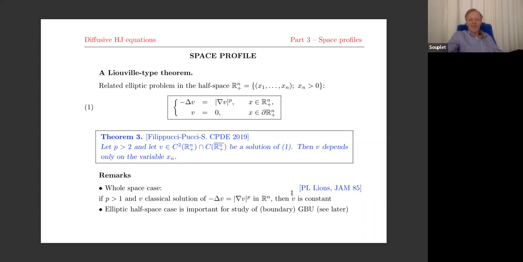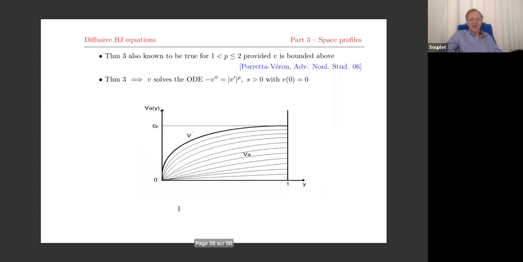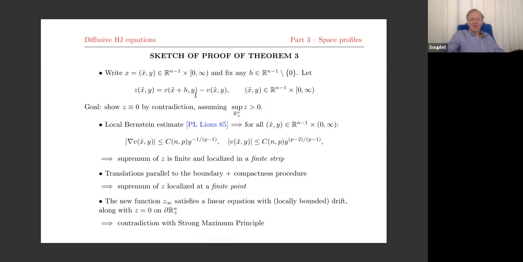Okay, first the whole space case was proved by Pierre-Louis Lions in his classical paper, and it says that in the whole space, the only solutions are the constants. Okay, so this is the theorem. It's quite simple to state. The proof is not too complicated either. Let me skip this. The proof, let me sketch the proof.